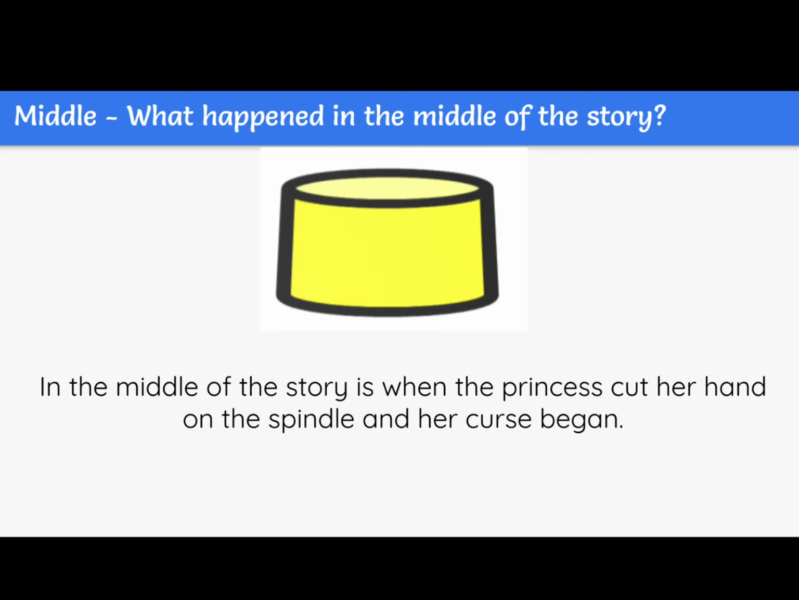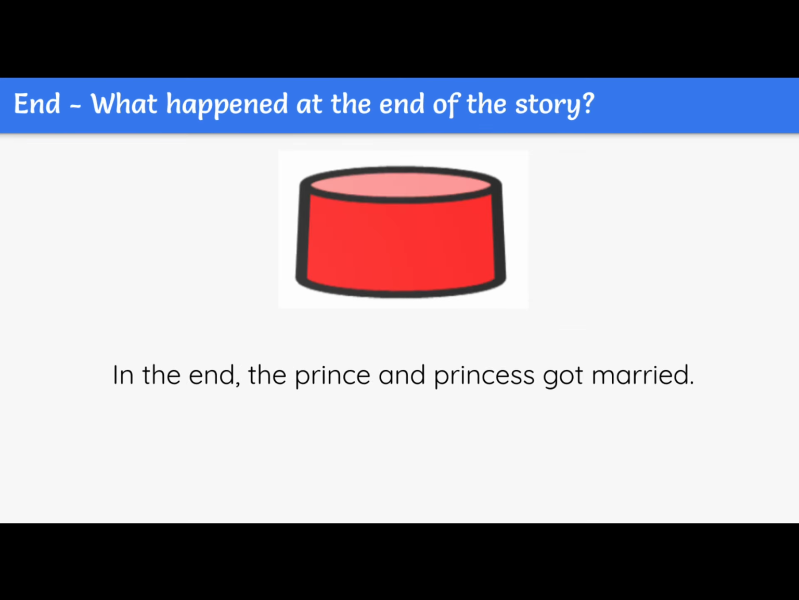When I ask for you to retell the middle of the story, I'm just asking you to think about everything that happened in the middle of the story and pick the most important part. So in the middle of the story, Sleeping Beauty, is when the princess cut her hand on the spindle and her curse began. At the end, sometimes the problem has already been solved, but there might still be a story that happens after that. You need to think of the very end of the story. What's the most important thing that's happened at the end of the story? So in the end, the prince and the princess got married in the story about Sleeping Beauty.